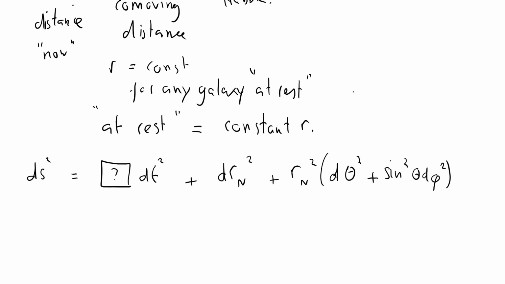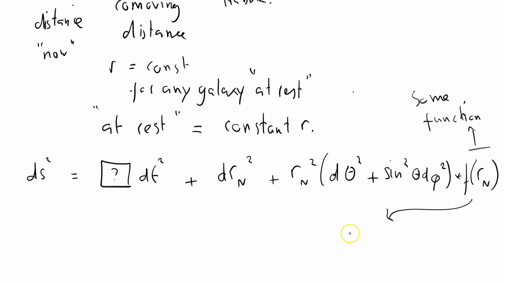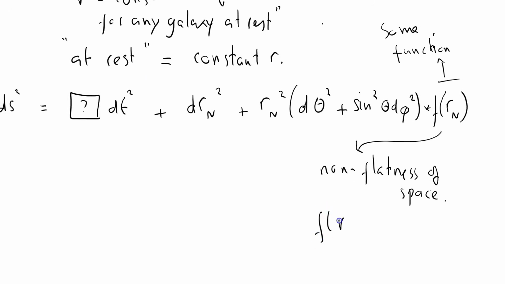However, I've still got a little bit of degrees of freedom to play with. I can multiply it here by some function f of rn, and this function is a quantification of the non-flatness of space. So with this function f, I'm setting up my coordinates so that they have spherical symmetry, but I'm not necessarily imposing flatness of space. So of course, if f of Rn equals 1, that tells me that I've got a flat space.